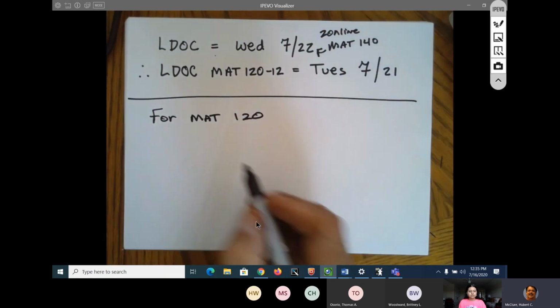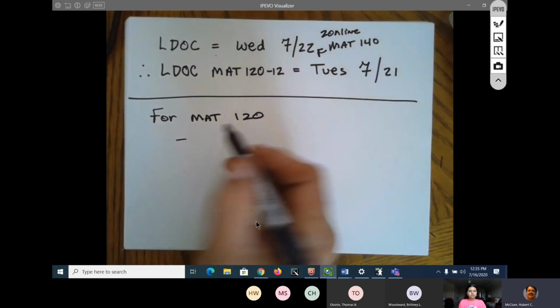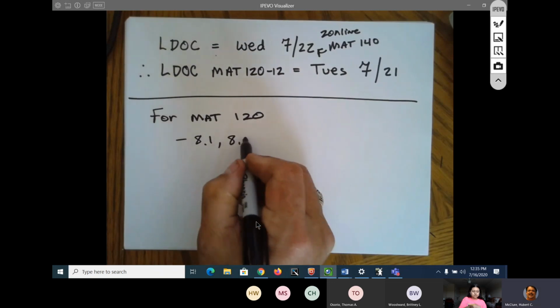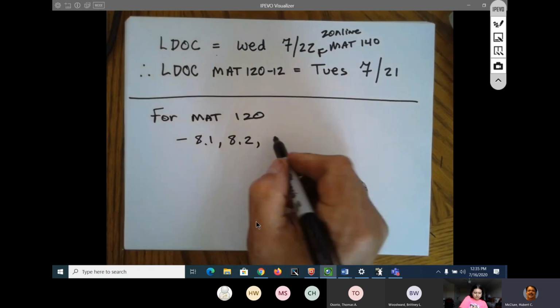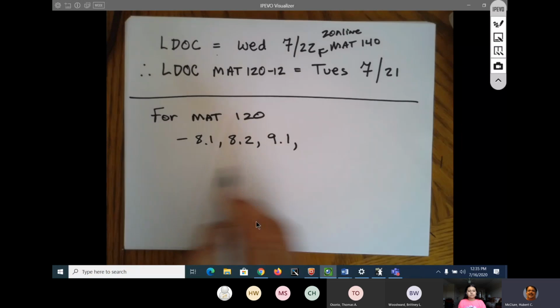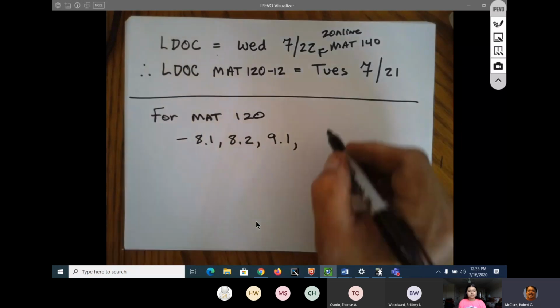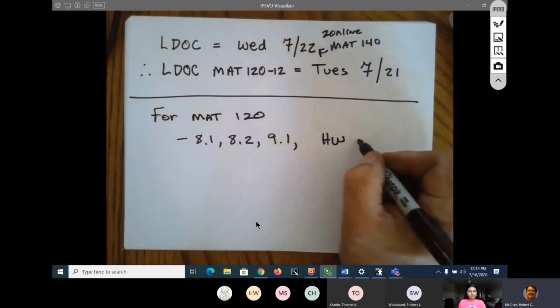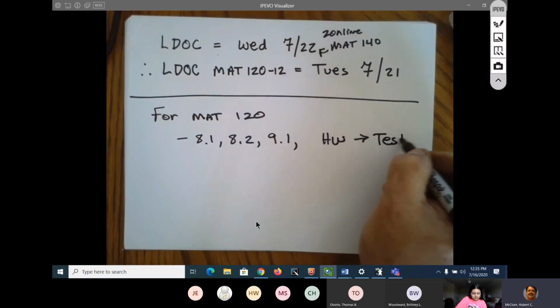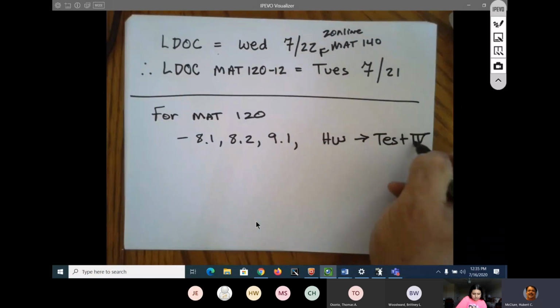Right now, you are responsible for 8.1, 8.2, and today, 9.1. So those are, right now, what you're responsible for. After today, you're going to be responsible for that homework. So that means if you've done the homework, you are responsible for it on test number 4, which is your last test.